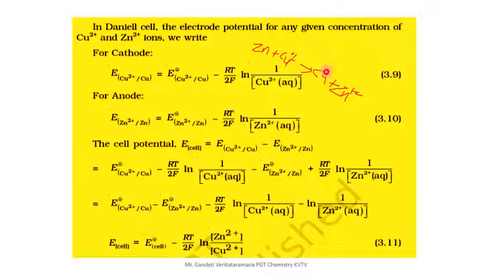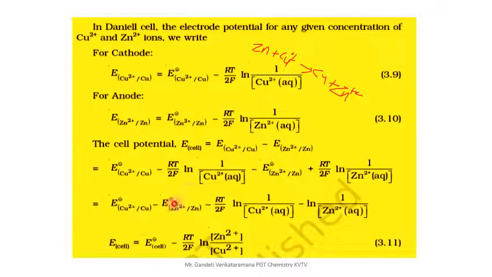So at the cathode we are discussing now, only Cu2+ to Cu. Cu is a solid, so its value is taken as unity, 1 by Cu2+. For the anode, this is the reaction, again n value 2. Clear? So cell potential E cell equals E cathode minus E anode. Okay, so after some calculation we will get this one.